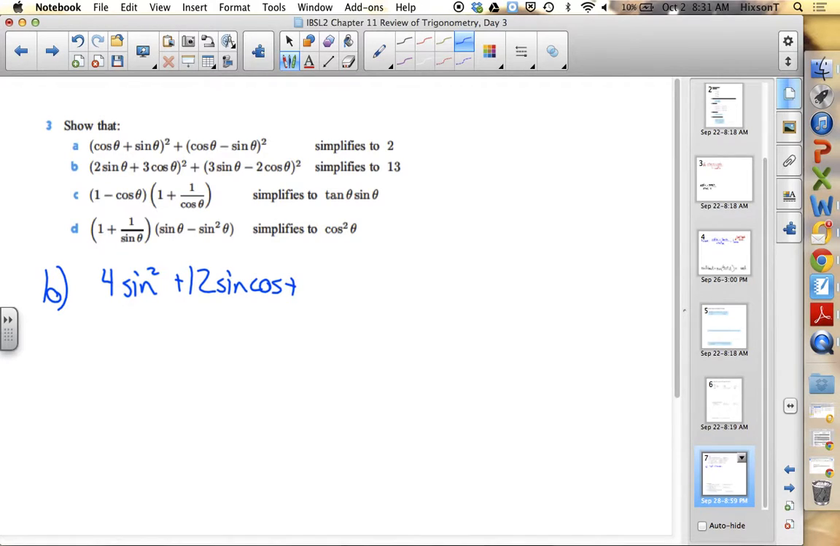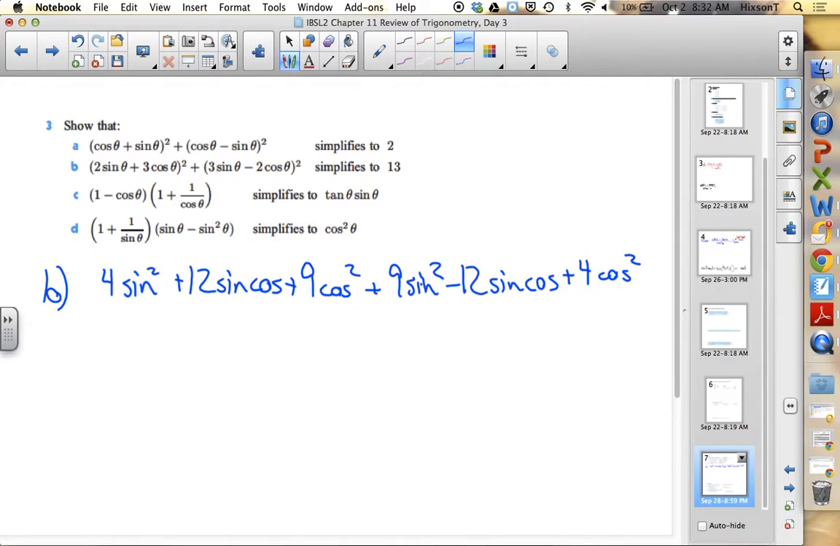So, wait, isn't the other one 3 sine though? So it would be 2 sine times 3 sine? Well, yes. 2 times 3 is 6, and then you get a 2 times 3 again. So that's where we get the 12. And then the 3 times 3, we get the 9 cosine squared. And then this is going to give us a 9 sine squared minus the 12 sine cosine plus 4 cosine squared.